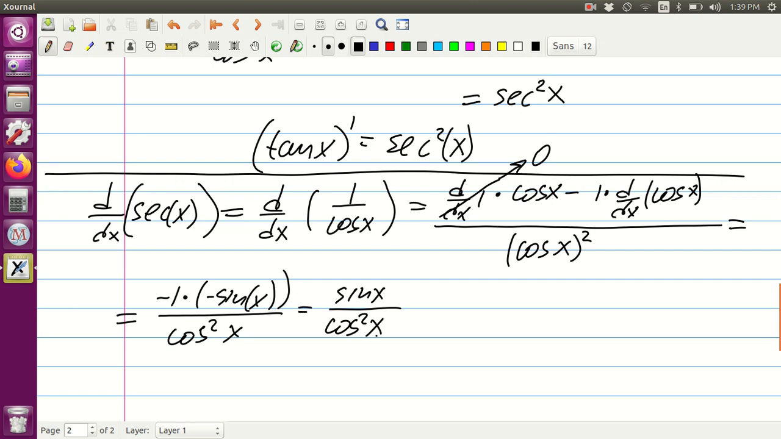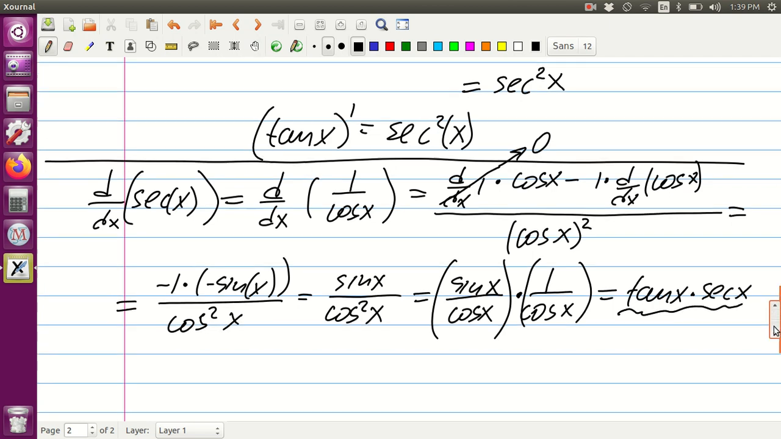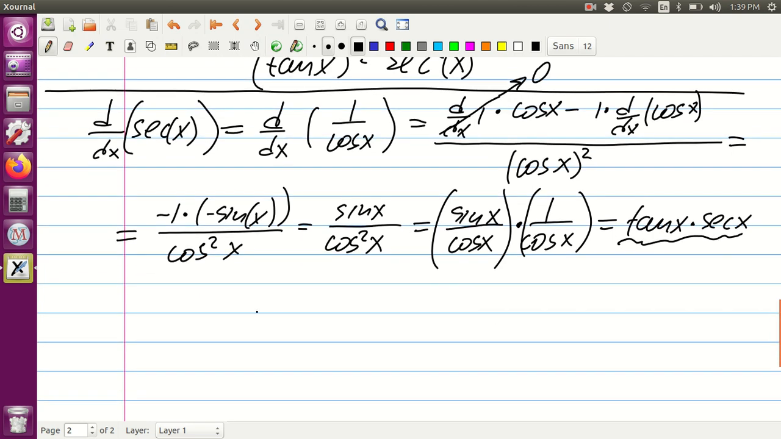And this would be fine, but we can simplify it a little bit, and we can write it as sine of x divided by cosine of x times 1 over cosine of x if we take cosine squared and split it as cosine times cosine. But you can clearly see that the first expression is tangent, and the second expression is secant. So we arrived into our answer, which gives us the conclusion. Derivative of secant is tangent times secant.